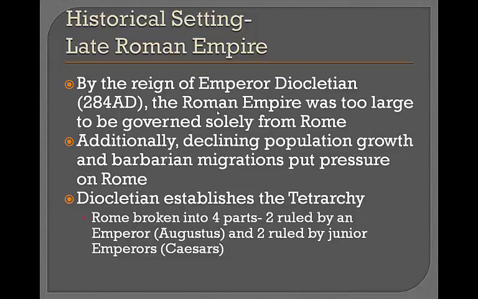The event I have chosen to illustrate the decline of the Roman Empire is the splitting of the empire into four different regions by Diocletian, who is actually a relatively capable emperor. I wouldn't classify him as a bad emperor by any means, but his decision to decentralize the empire really starts to signal the problems that are present in Rome at this point in time.